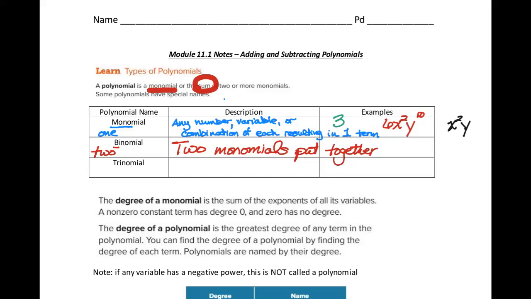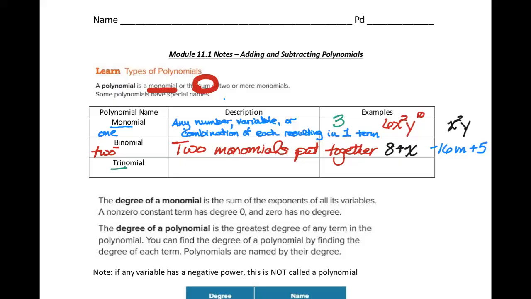So an example of a binomial could be 8 plus x. You could also have, let's say, negative 16m plus 5. Okay, they're separated by that addition sign or subtraction sign. So that is a binomial because there are 2 terms.